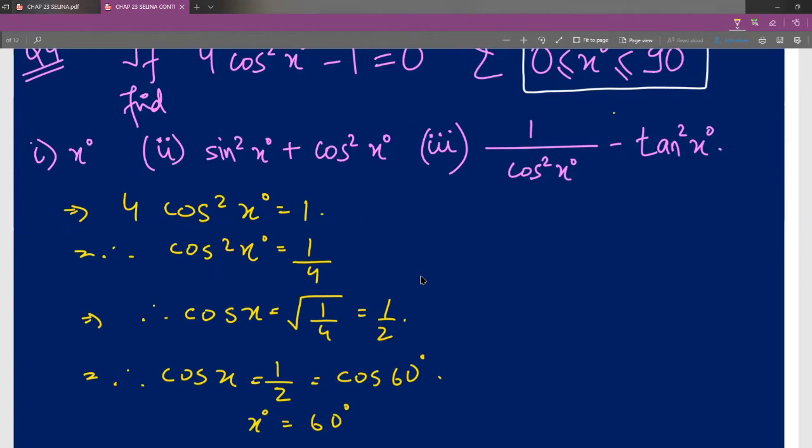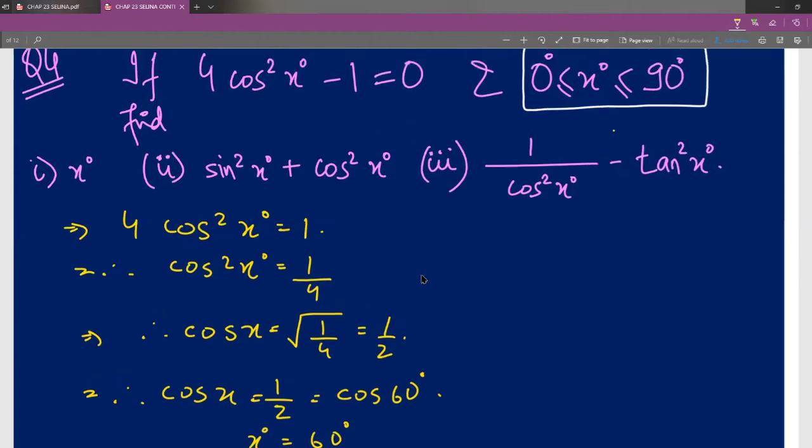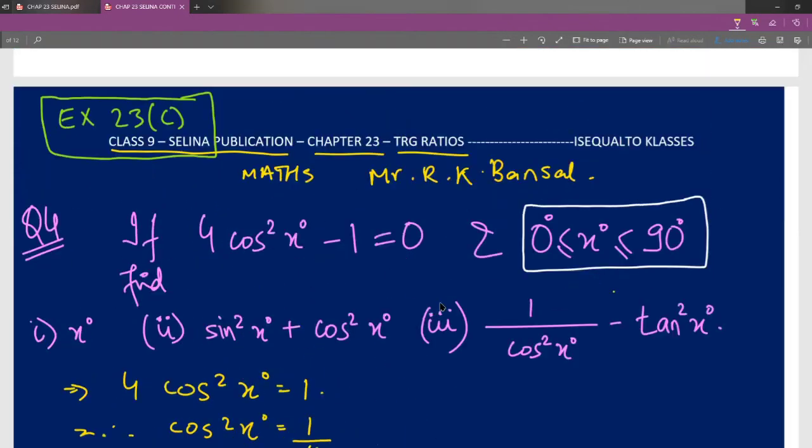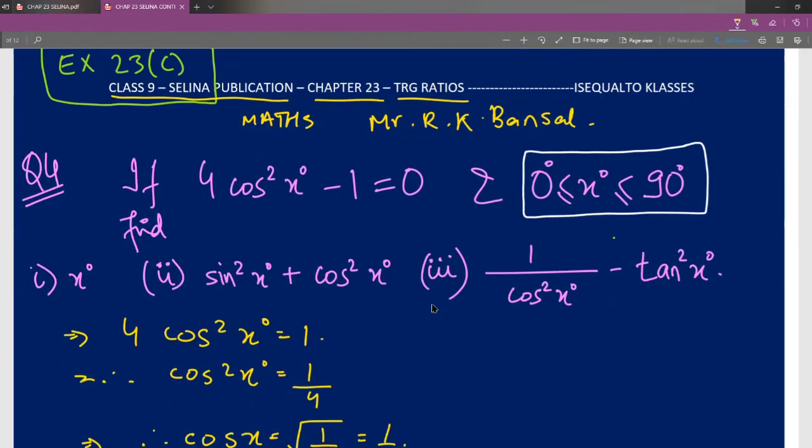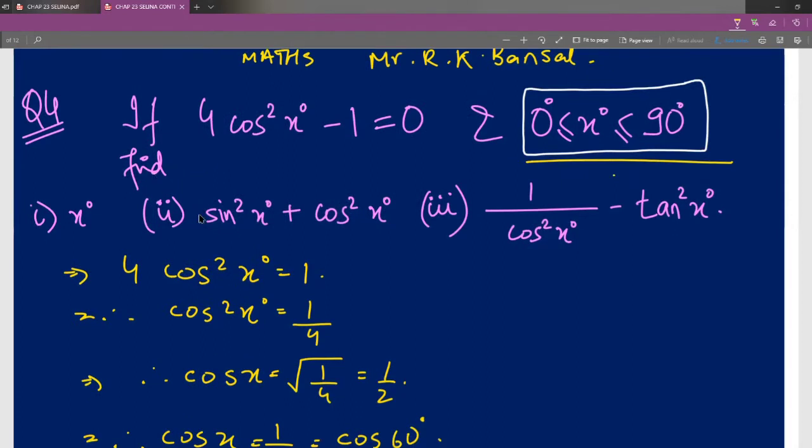So we have solved our first question, and we will check if the answer that we have gotten satisfies this condition. So the answer that we have gotten is 60 degree. Now it is greater than 0 degree and less than 90 degree. So yes, the answer is correct. Now we'll move on to a second question that states that find sine square x degree plus cos square x degree. And in the first question, we have found out the value of x degree, that is equal to 60 degree. So we'll move on to the second question, and we'll substitute x degree by 60 degree.